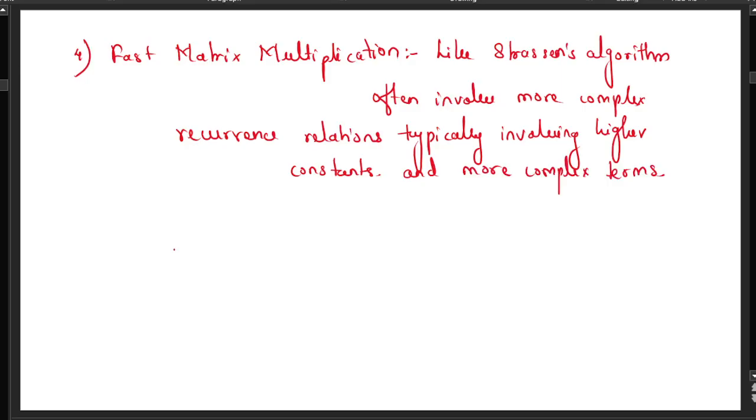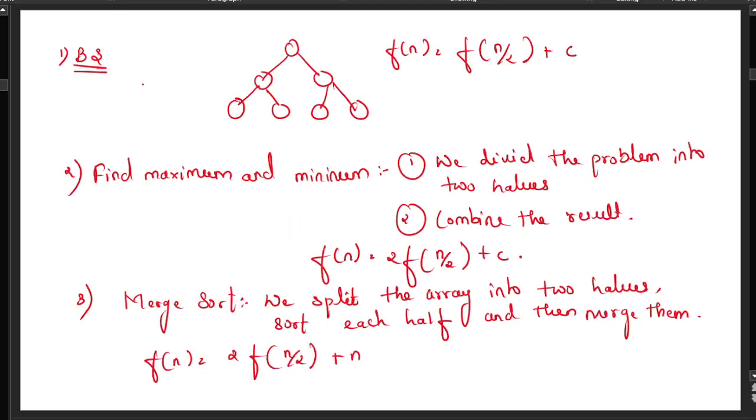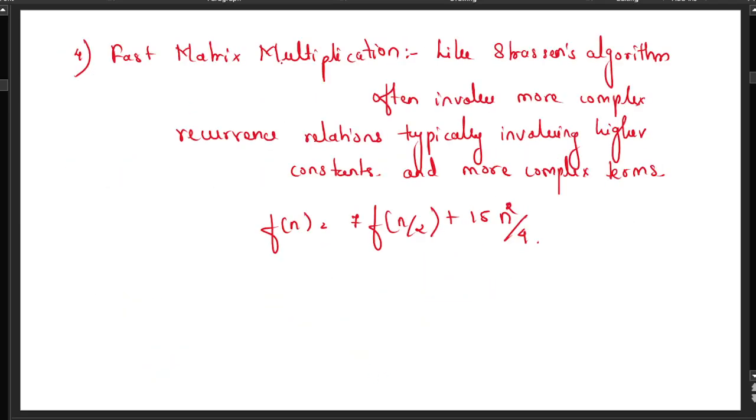So for this you have to remember the recurrence relation for fast matrix multiplication, which is f(n) = 7 f(n/2) plus 15 n square by 4, right? So this is what you have to remember. So we have seen binary search, which is of this form; after that, find maximum and minimum, we have seen this form; and merge sort, the recurrence relation is this; and the fast matrix multiplication, this is the recurrence relation. All right, everyone. So what do you think is the correct answer as per all the discussion?